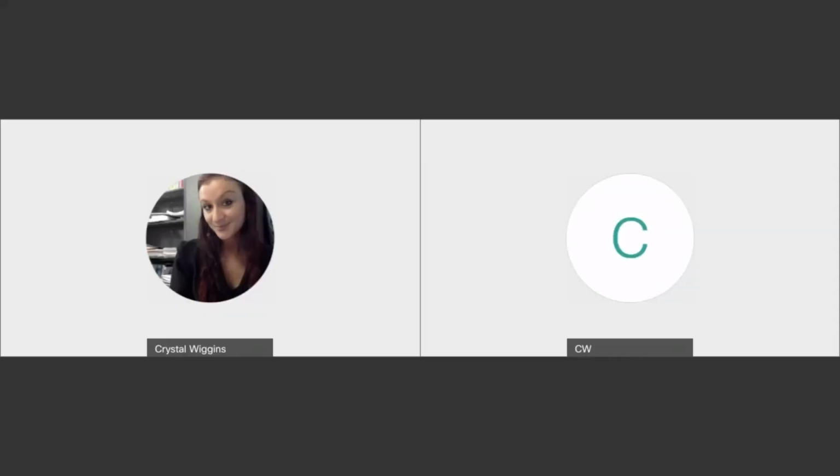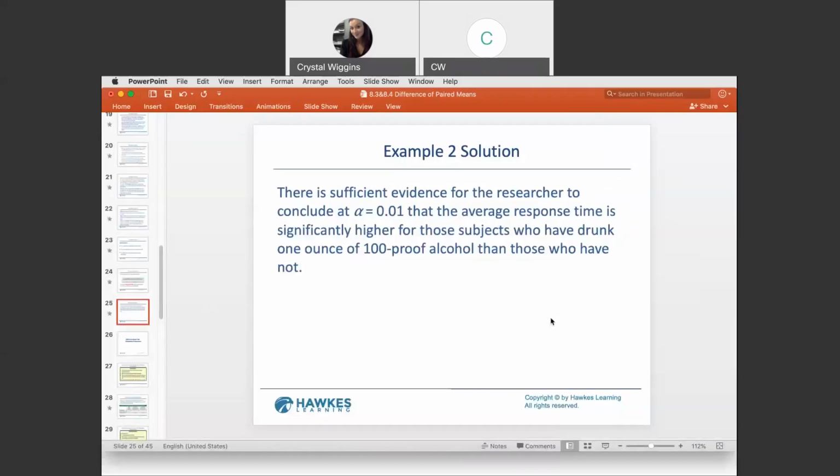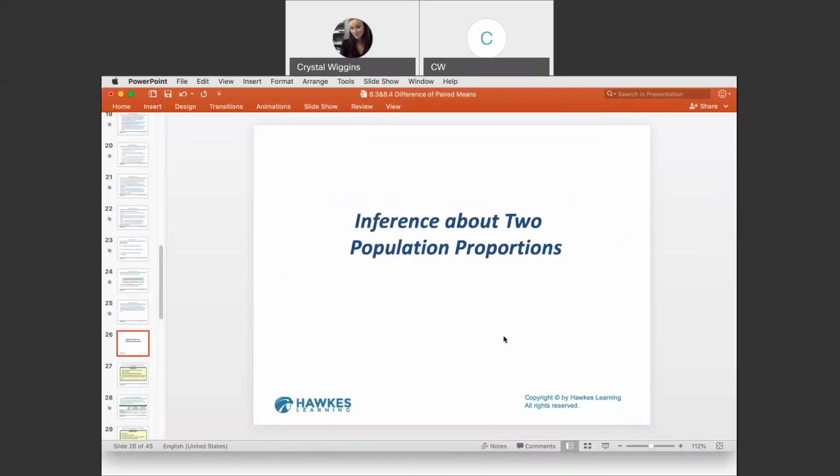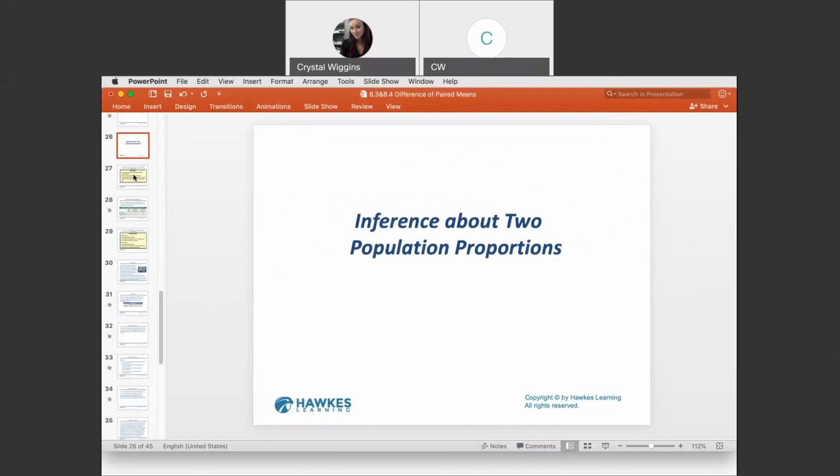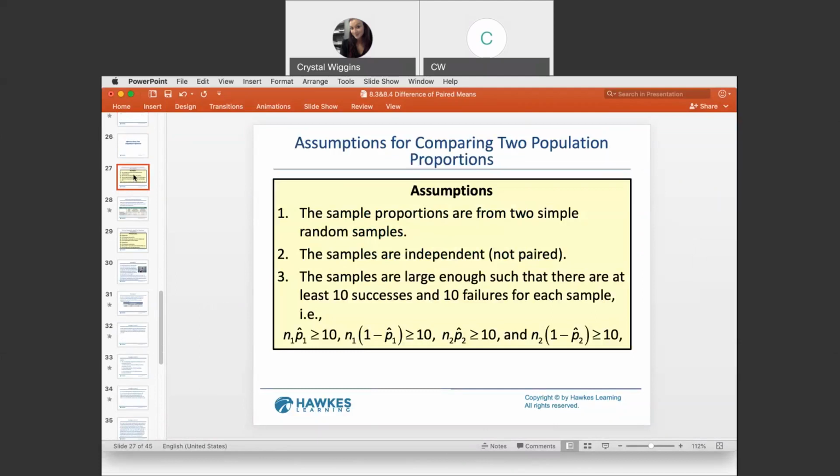Okay, now let's head over to 8.4 and discuss the inferences about two population proportions. So we've talked about means, but now we want to talk about what it means for proportions. So the sample proportions are from two simple random samples. Okay, that's always going to be the case. Another assumption is that the samples are independent. So for this particular section, we are not talking about paired populations.